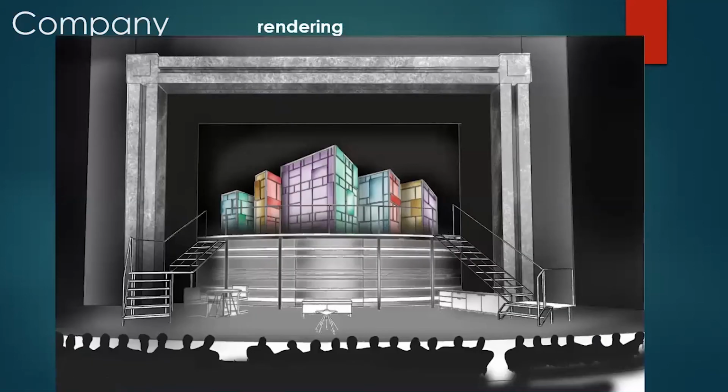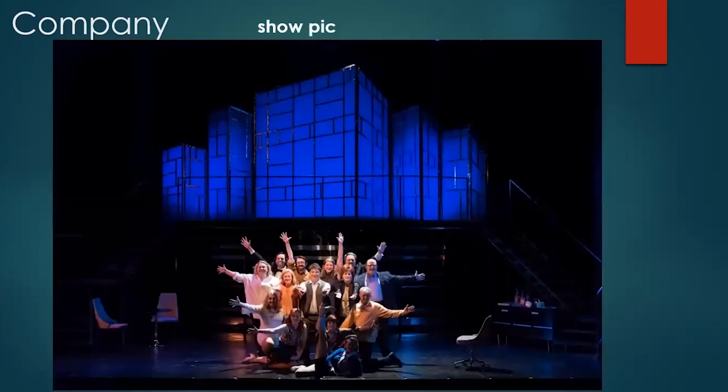Here's a quick computer rendering of that same design. You can see that there's that upper level that we just mapped out a path, and you notice that we don't see any of those back stairs. They're totally hidden. Here's a cute little production photo of the gang from Company.